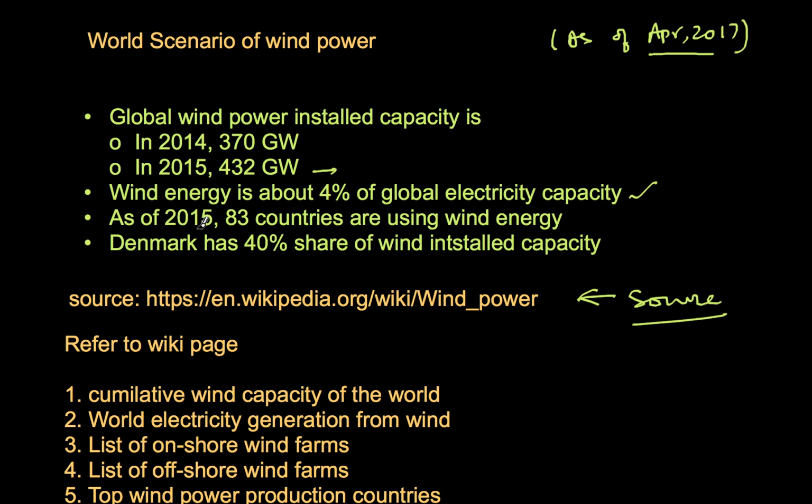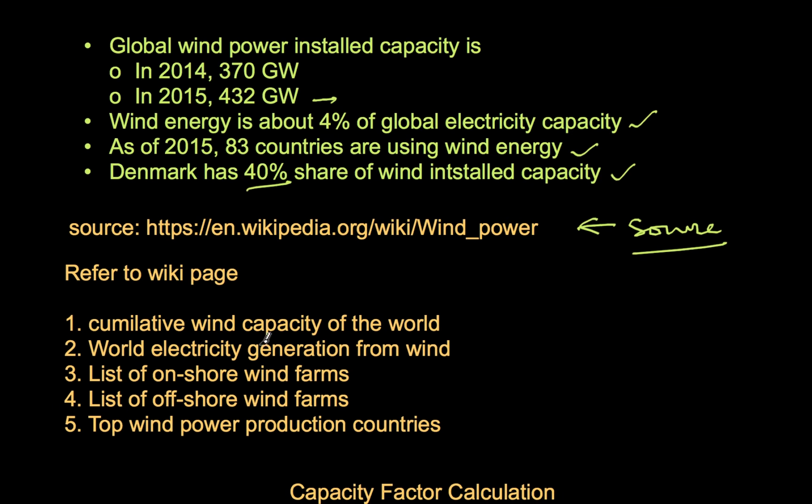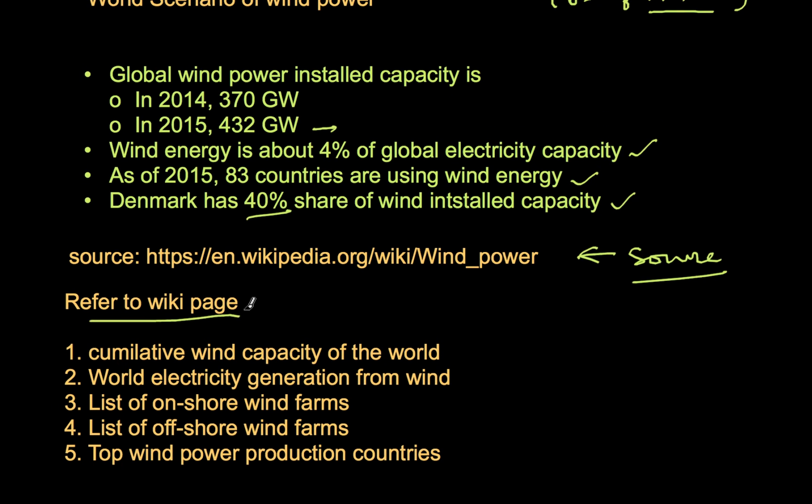As of 2015, 83 countries are using wind energy. Good. More countries should use wind energy. Denmark has a 40% share of wind installed capacity. So Denmark is leading in that sense, as this is the highest number. We have other countries also, and a list of shares of other countries, which we are going to look at. Here I am saying refer to the wiki page. In fact, that's exactly what I am going to do.